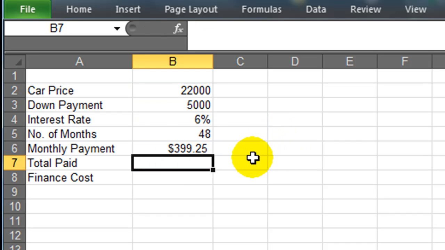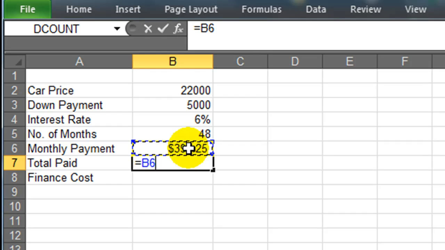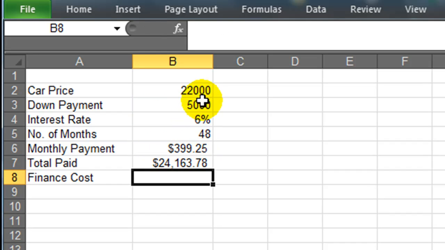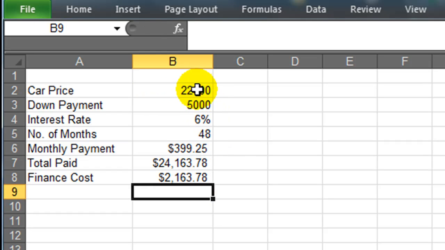So our monthly car payment is $399.25. The total we pay for this car is our monthly payment times the number of months we've paid it plus our original down payment. So for this $22,000 car financed at 6% for 4 years, you really pay over 24 grand. The finance cost can be determined by taking what you really paid, the total paid, minus the price of the actual car. There we go. So that's how much we had to pay in finance cost.